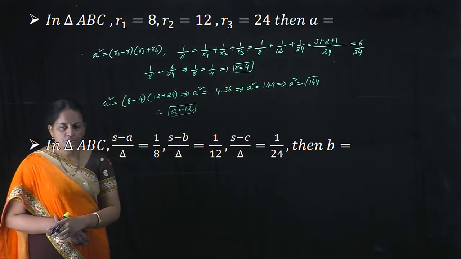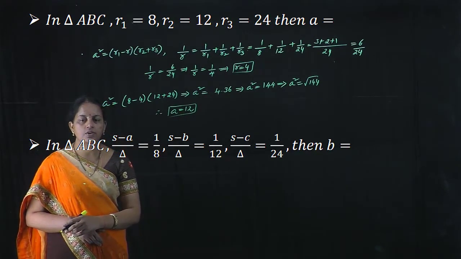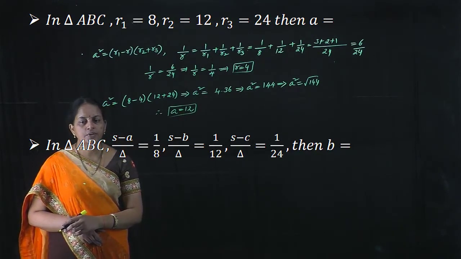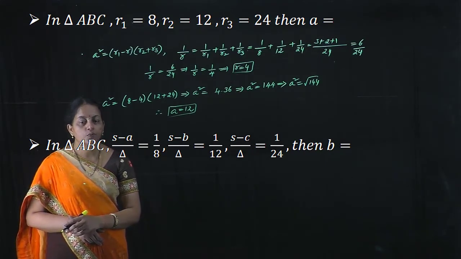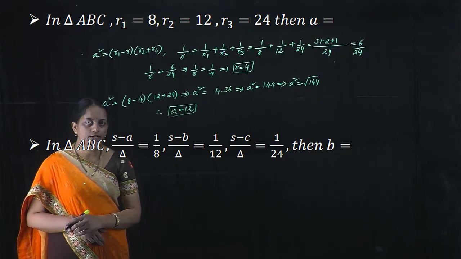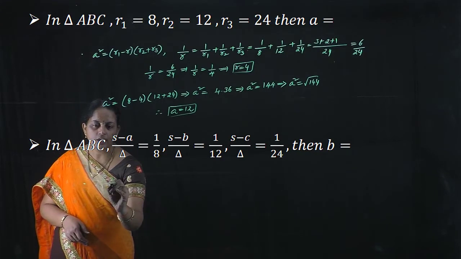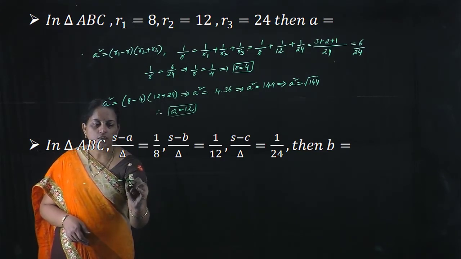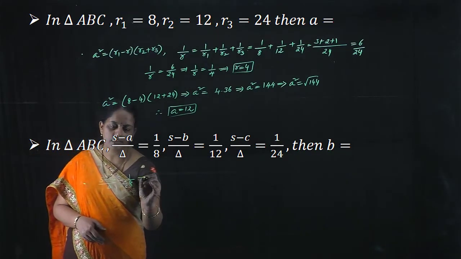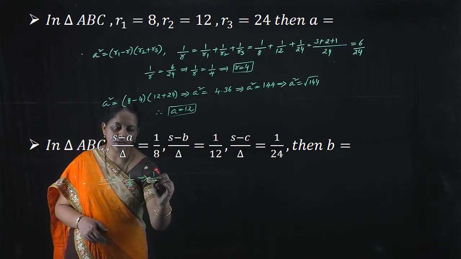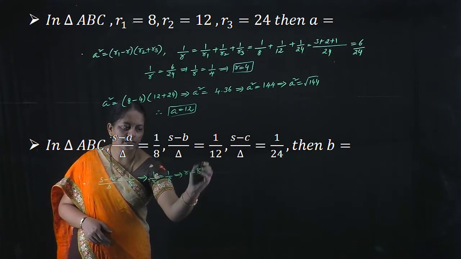And the next question is: in triangle ABC, (s minus a) by delta is equal to 1 by 8, and (s minus b) by delta is equal to 1 by 12, and (s minus c) by delta equal to 1 by 24. Then what is the value of b? We know that (s minus a) by delta means 1 by r1. Since r1 means delta by (s minus a), hence (s minus a) by delta means 1 by r1 is equal to 1 by 8. So r1 equal to 8.